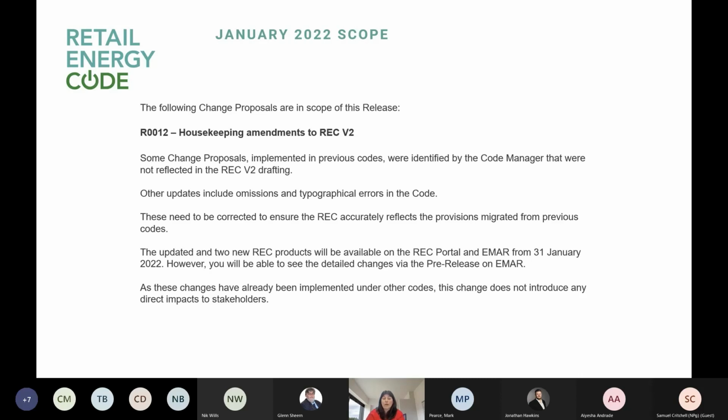They are available via the pre-release information on EMAR, but you will also be able to see a high-level view of the impacted products in the release plan. Detailed information on the impacts or the changes to those REC products you will find in the final change report, which is accessible via the REC portal on the change and release page. As of the 31st of January, all of the REC products will be live in the REC portal.